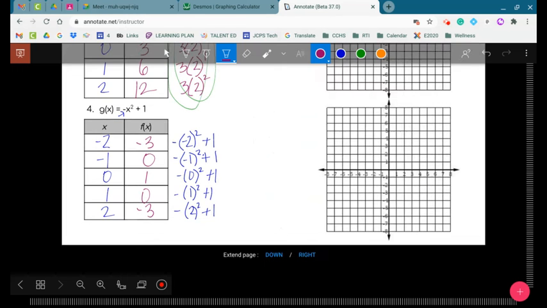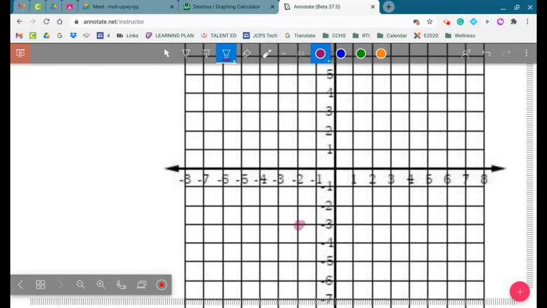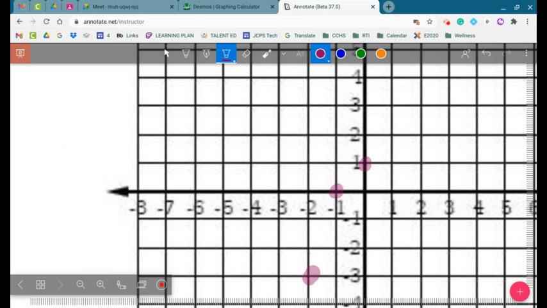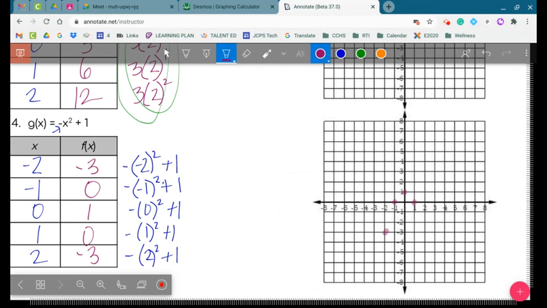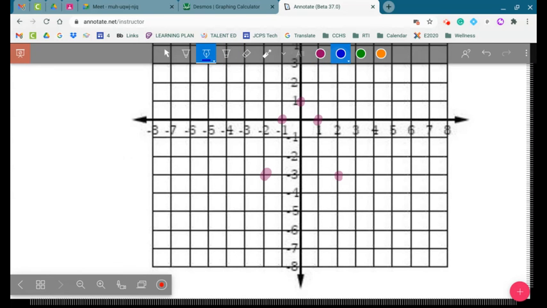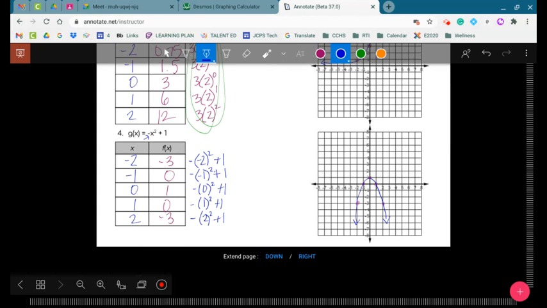And then I'm going to plot my points. So negative 2, negative 3, negative 1, 0, 0, 1, 1, 0, and then 2, negative 3. Hopefully, even on your graphing calculator, you should be able to see, did I graph this correctly or not? Well, you guys, my drawing abilities are not the best. There you go. That's your graph. So that's all we are doing for our input and output tables. Let me know if you guys have any questions on this, and you guys can get started on your homework.